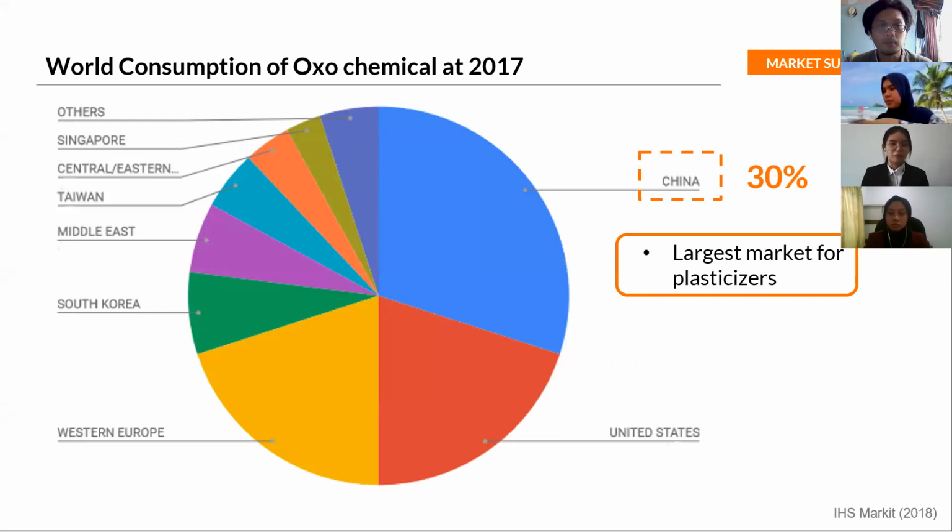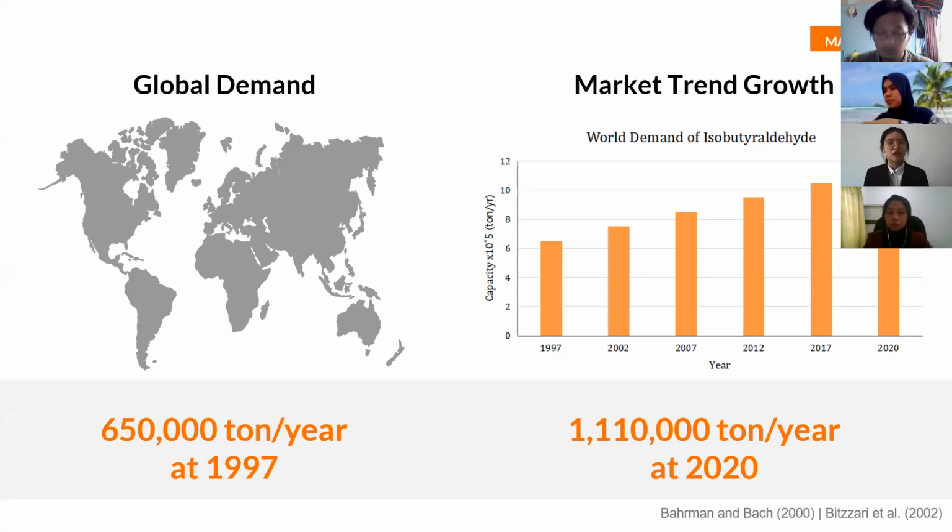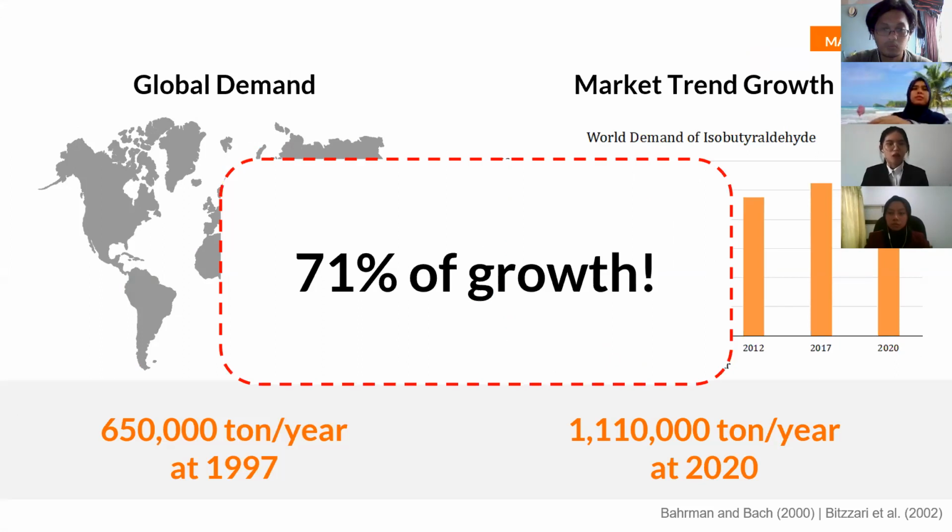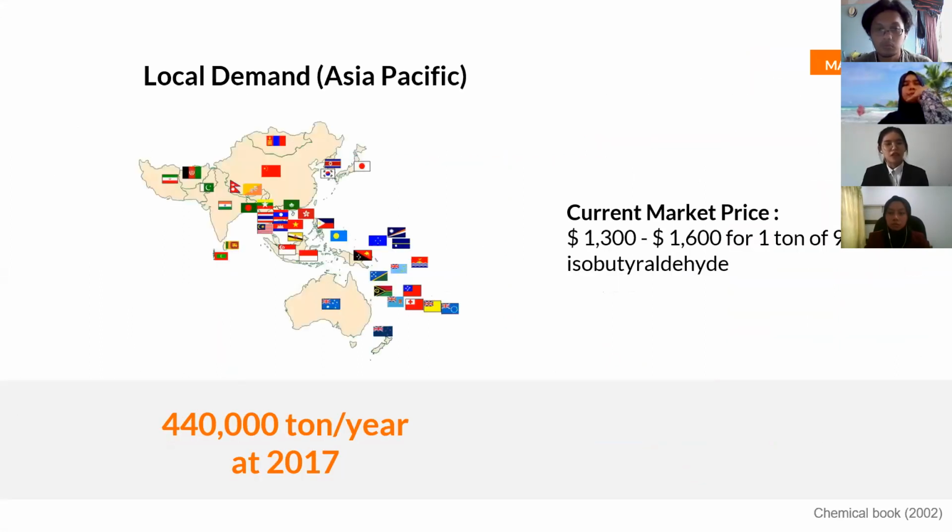Moving to the global demand. The global demand of isobutadiene has increased from 650,000 tons per year in 1997 to 1.11 million tons per year in 2020, showing a significant increase of 71%. For the local demand, Asia Pacific consumed about 440,000 tons per year in 2017. Furthermore, the current market price is within 1.3 to 1.6 thousand per ton of 99% isobutadiene.